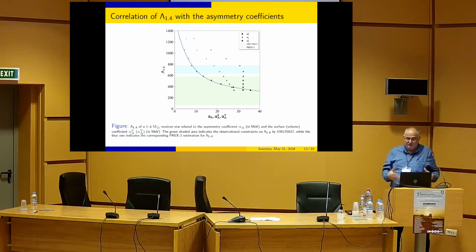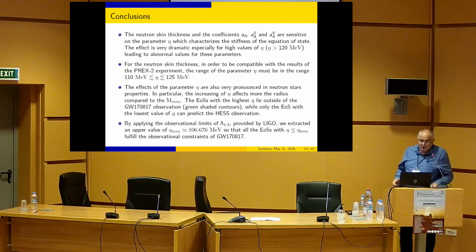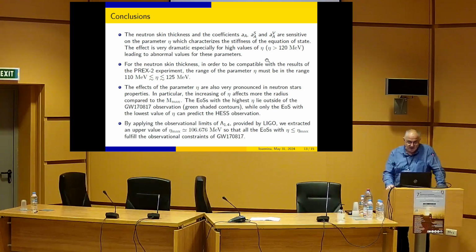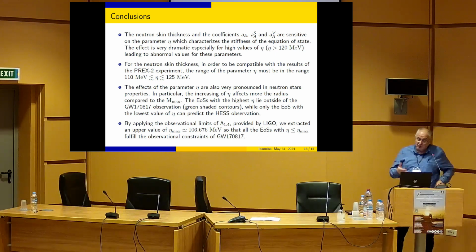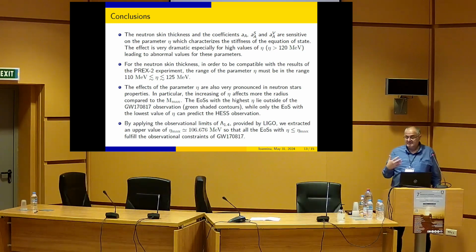We are trying now to see how to improve our calculations in order to be able to get the best constraints for the value of theta and consequently on both the neutron skin and also the value of the asymmetry parameter. The conclusion is, as I said before, the neutron skin is very sensitive, and also these coefficients, on the stiffness or softness of the equation of state, that means of this parameter. The effect is very dramatic, especially for high values of theta.